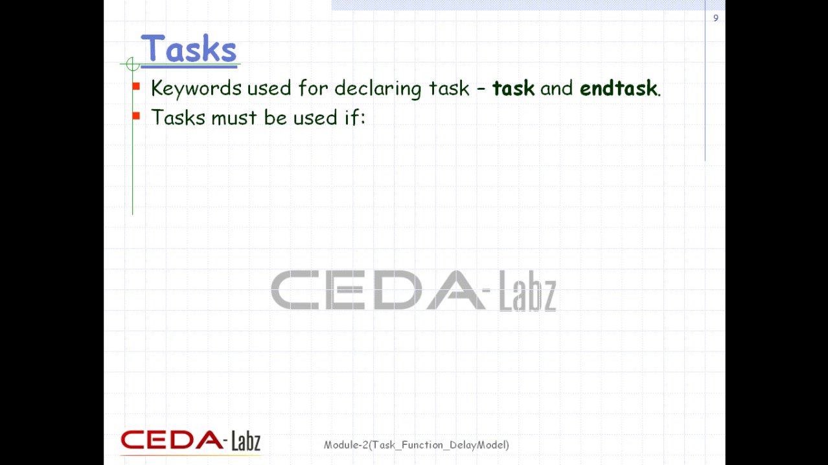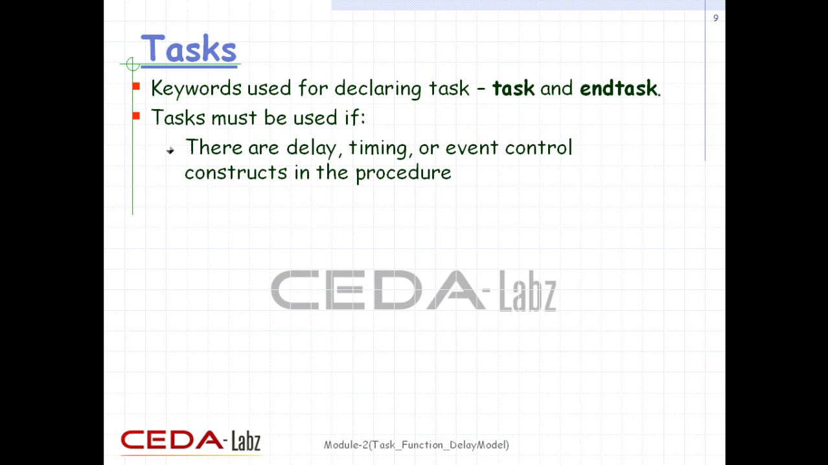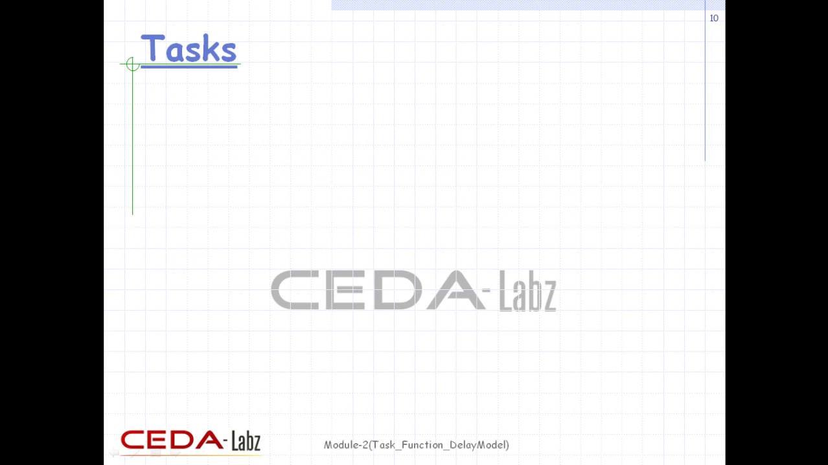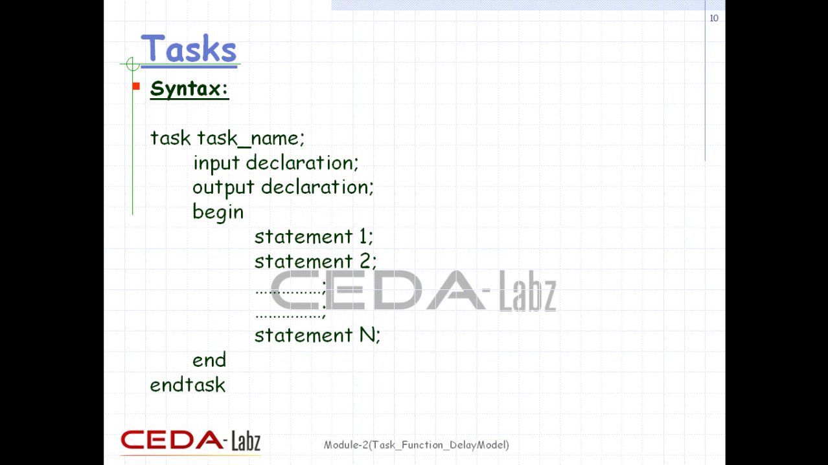Tasks must be used if any one of the following conditions is true for the procedure: there are delay, timing, or event control constructs in the procedure, the procedure has 0 or more than 1 output arguments, or the procedure has no input arguments. Here is the task declaration syntax.